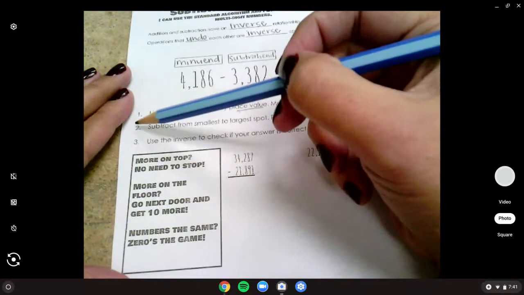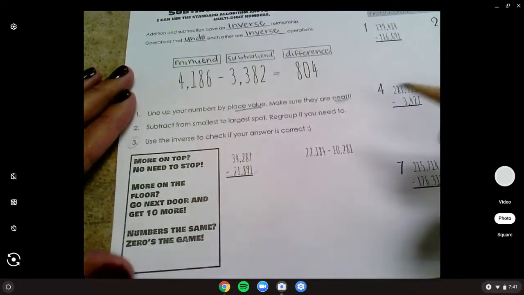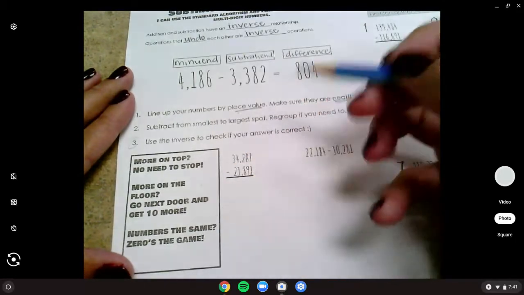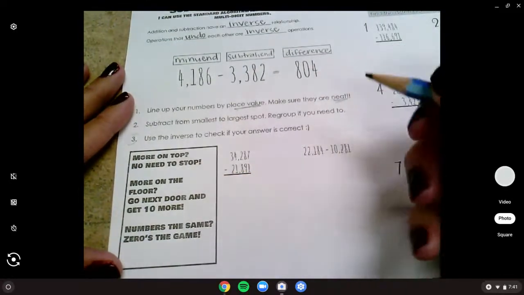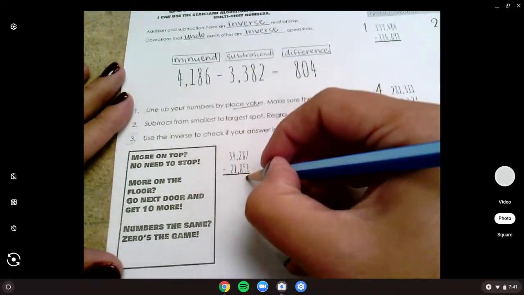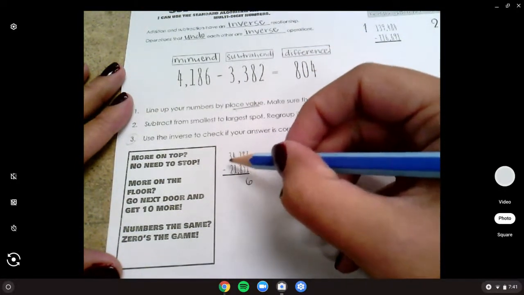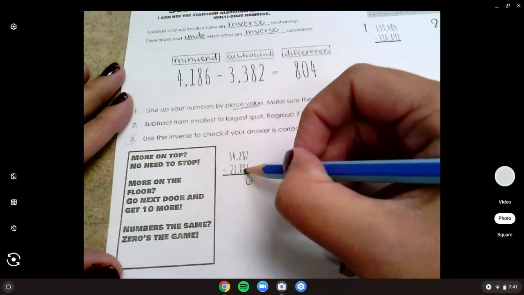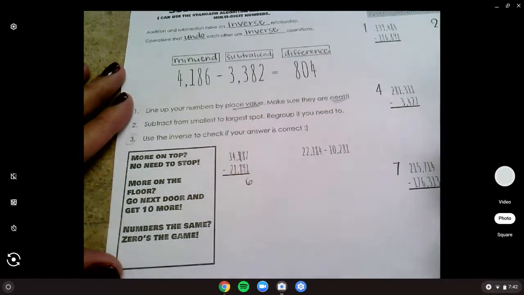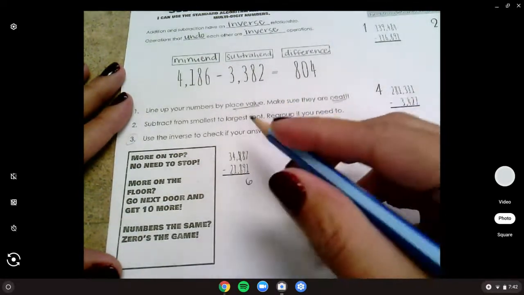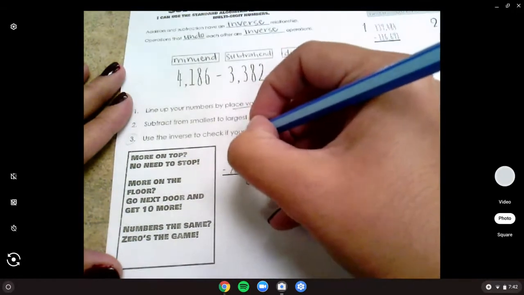So first we're going to do number 1 and 2, and we'll come back and do step 3. So let's look at our first problem here. I'm going to do 7 minus 1, because my numbers are already lined up nice and neat. 7 minus 1, well, I have more on top, so I know I can go on. That's 6. Now I have 8 minus 9. Uh-oh, I have more on the floor, so I need to go next door and get 10 more for my 100 spot. So instead of 200, now I really have 100.